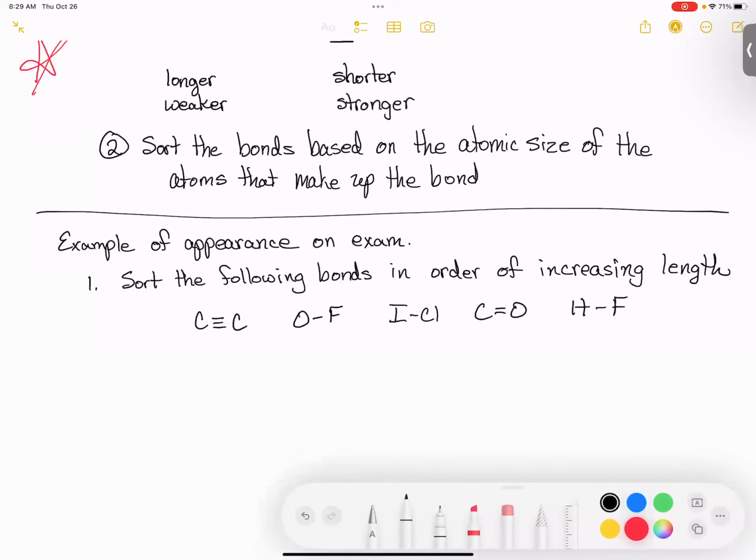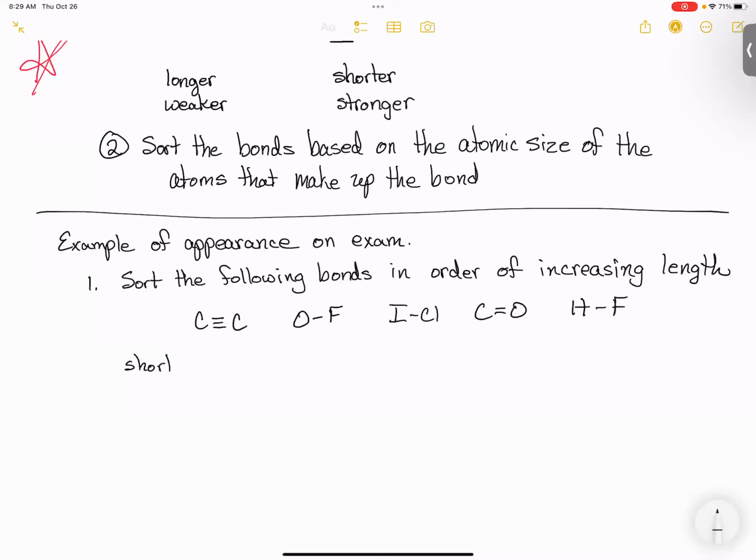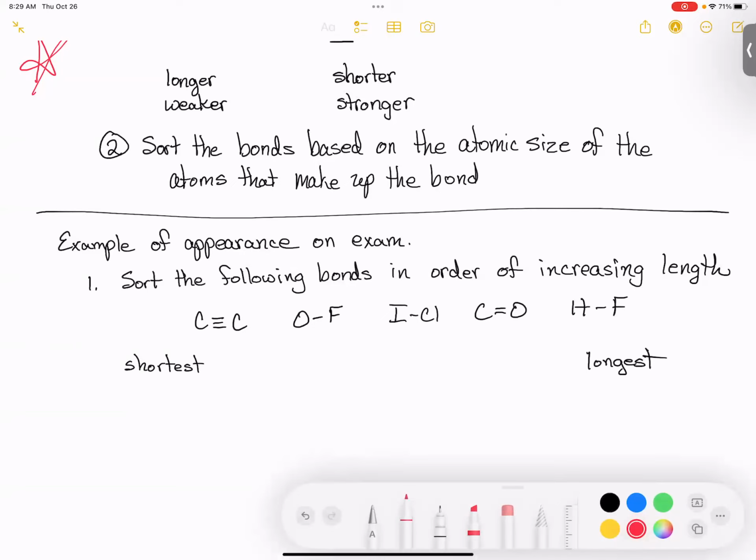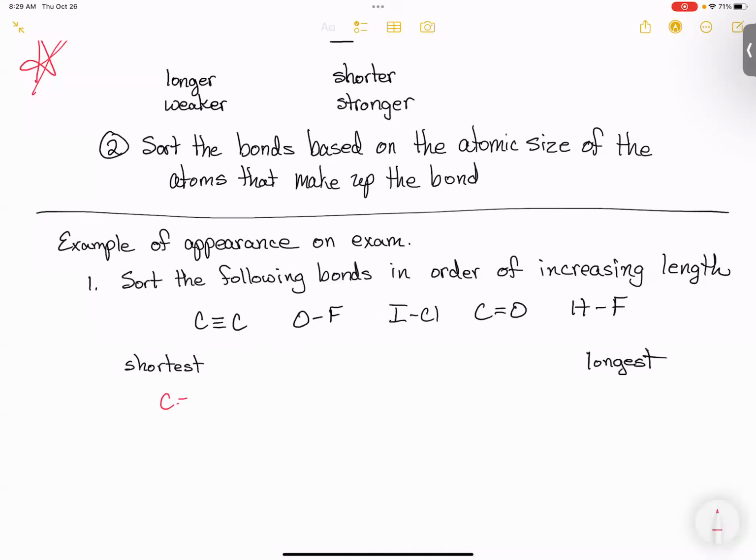So this is an example of what you might see. Sort the following bonds in order of increasing strength or increasing length. So I'm gonna want the shortest, and then I'm gonna want the longest. The first thing I'm gonna do is sort based off of type. So C triple bond C, C double bond O, and then all of the single bonds. So all I've done is sort by bond type.